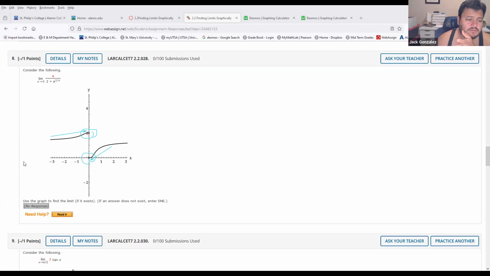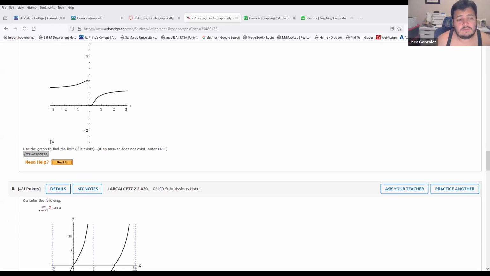And they have some symbols. If it has a minus above the 0 right here, then that means from the negative side, which is the left side. If they have a plus, then that means from the right side, which would be 0, which we'll talk about real soon. But for this chapter, it's just asking whether it is or not a limit.